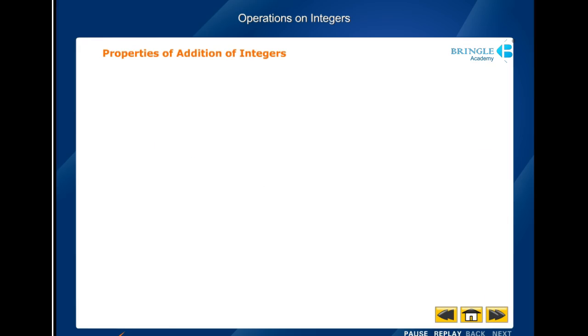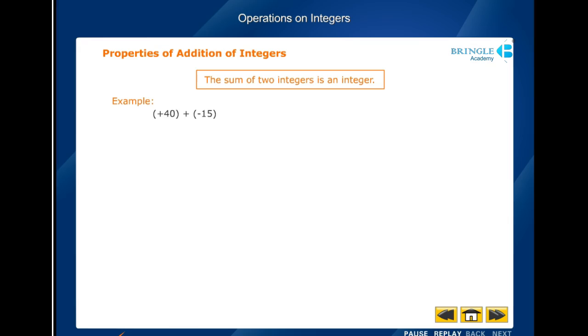Properties of addition of integers. The sum of two integers is an integer. For example, plus 40 plus minus 15 is equal to 25. Minus 7 plus minus 8 is equal to minus 15.